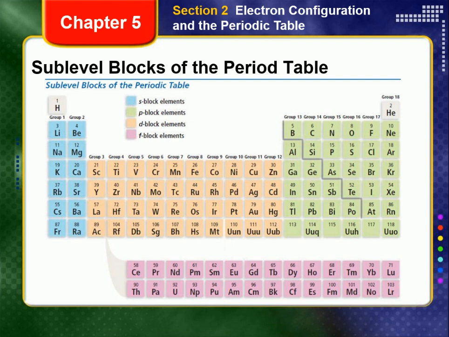Based on the electron configurations of the elements, the periodic table can be divided into 4 blocks: the s, p, d, and f blocks. This division is illustrated in Figure 5-5 on the screen right now, or on page 129 of your text. The name of each block is determined by whether the s, p, d, or f sublevel is being filled in successive elements in that block.